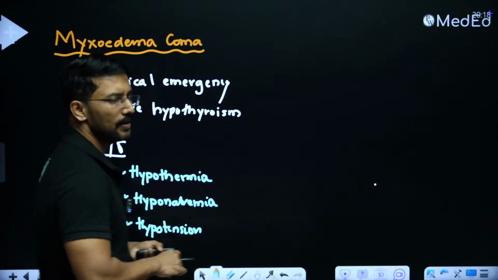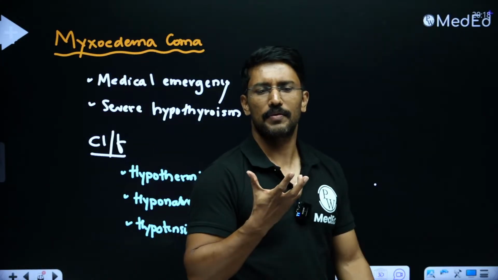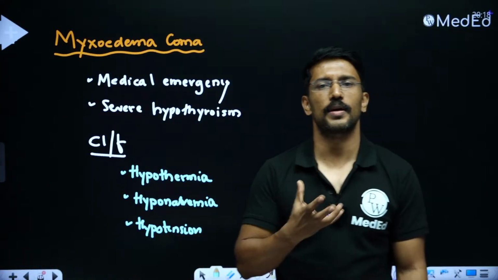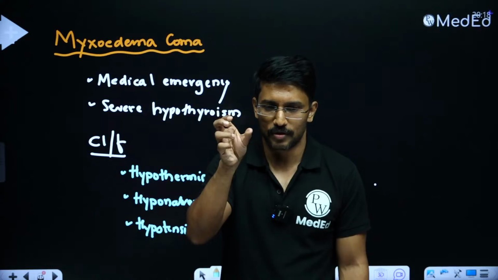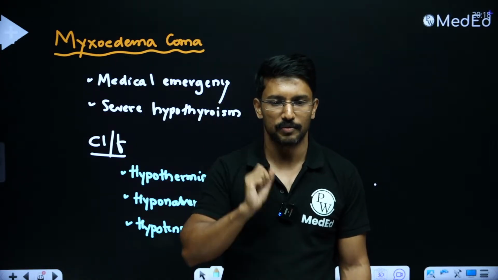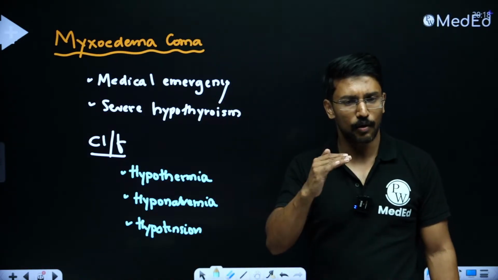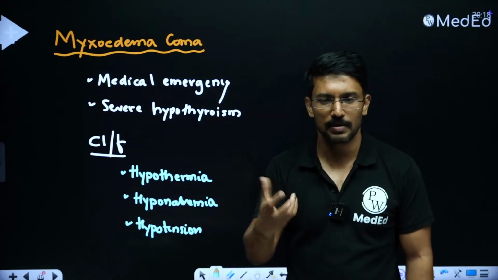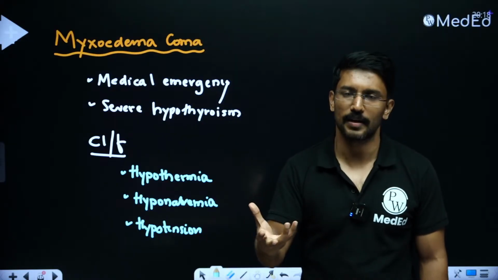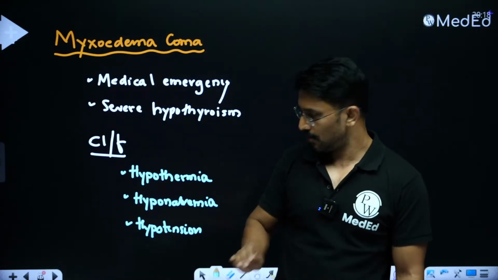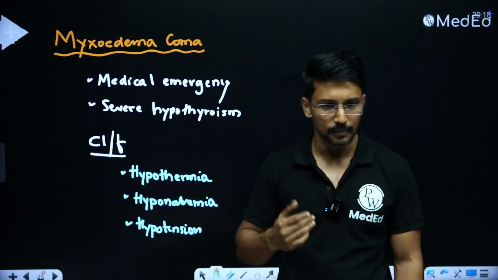Why hypotension? Because our sympathetic activity plays an important role in regulating BP, because sympathetic activity causes vasoconstriction and elevates BP, right? Lower the thyroid hormone, lower are the sympathetic receptors, lower is going to be our sympathetic activity. So vasodilatation and hypotension. Okay.